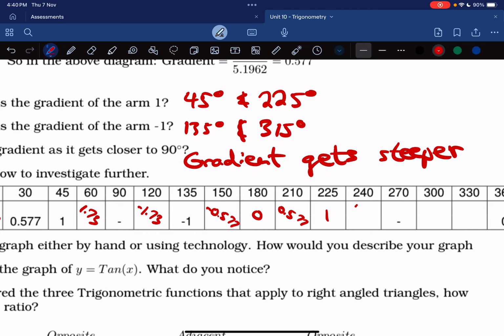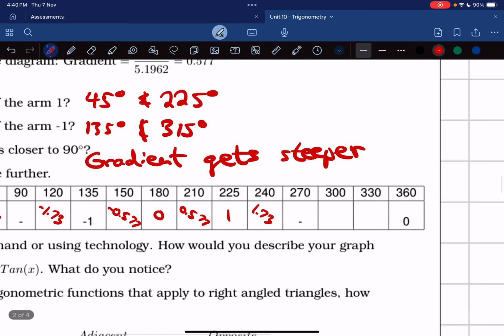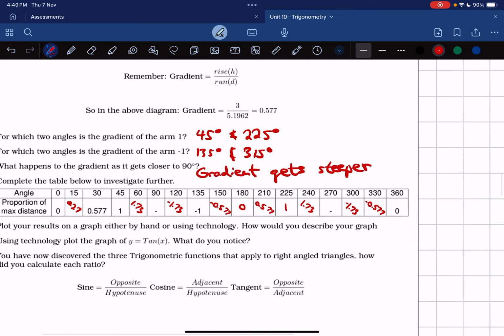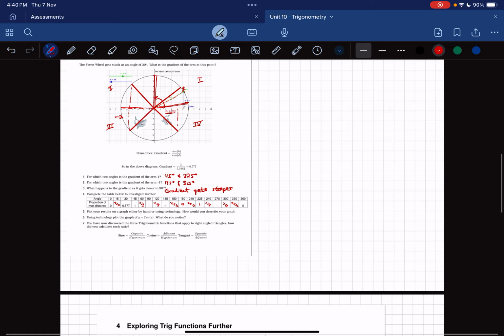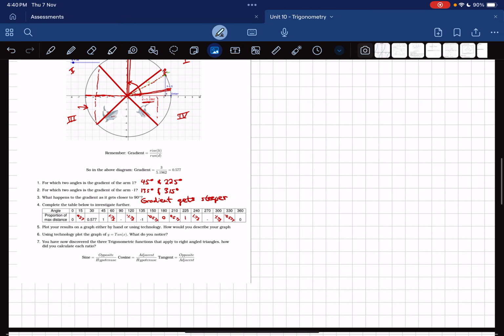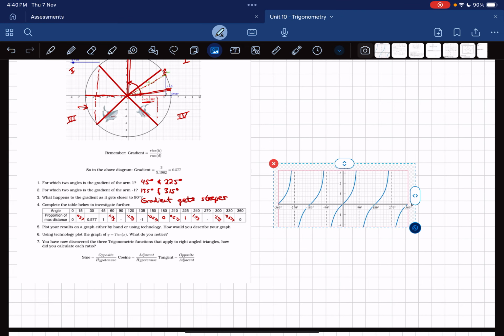At 240, 1.73. Again, at 270, I have a vertical line, right? So I don't have any gradient, that's going to be undefined. And then I'm at negative 1.73 here and negative 0.577 there. Now, if you go ahead and graph all of those, hopefully your graph looks something like this.